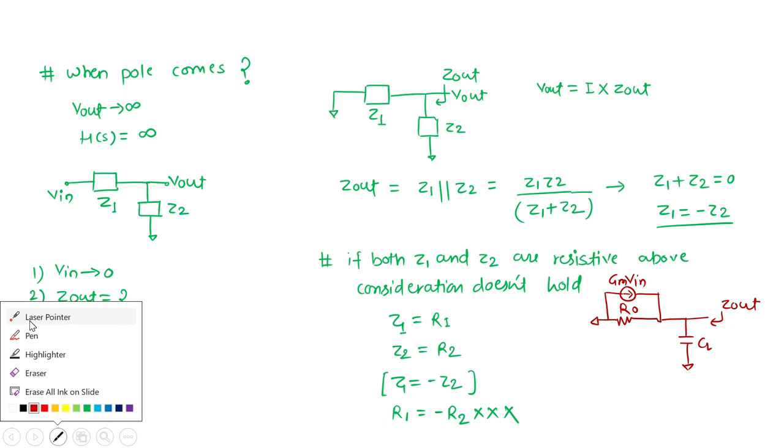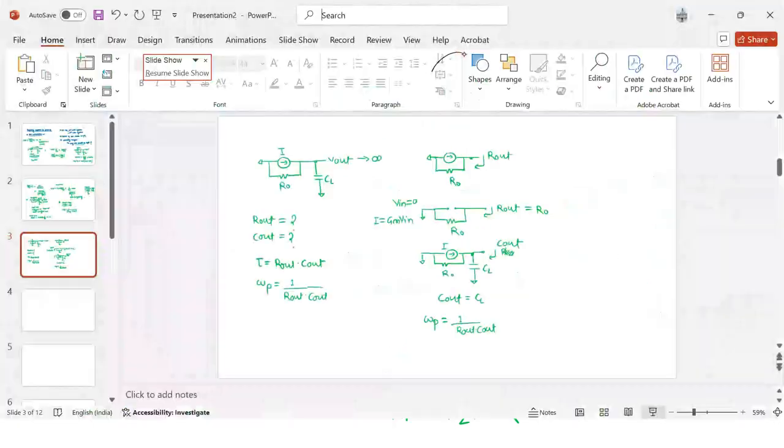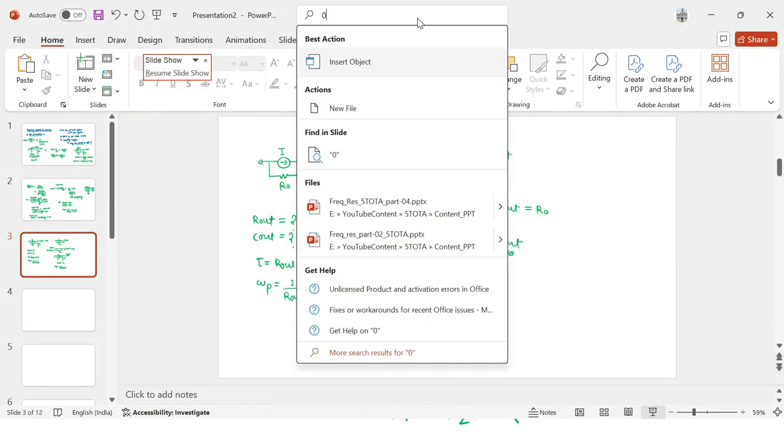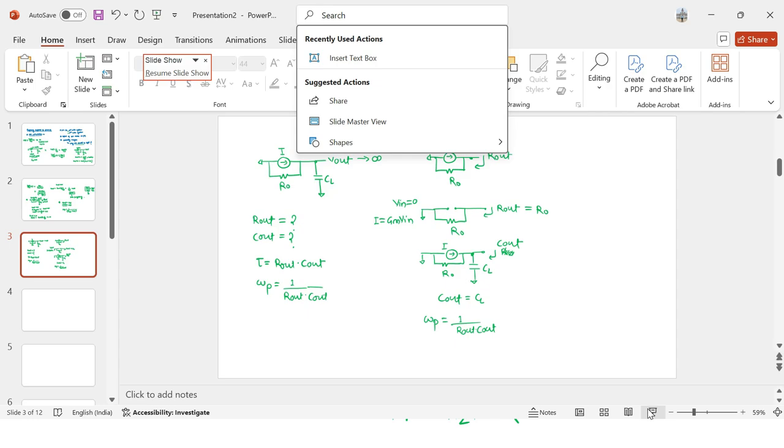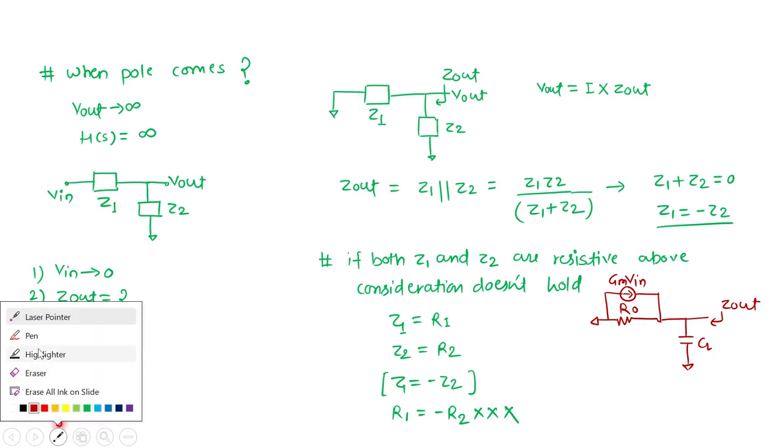So let me highlight this thing again. As my V in is zero, I'll make this current source open, and then this R out will behave as Z1, and this CL is working as Z2. So overall, we can write the Z out expression, and from the Z out expression, we can put Z1 equal to minus Z2, then we will have the pole location. So this is the point that I want to make here.